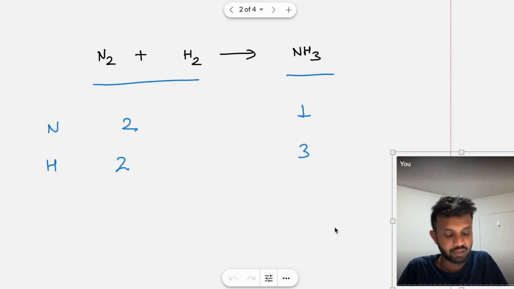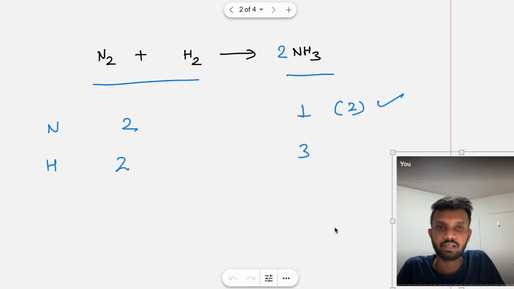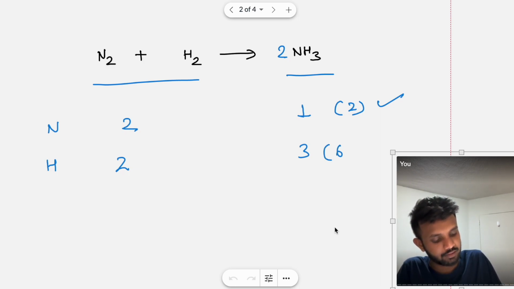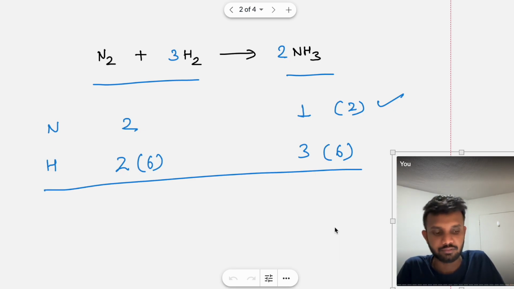Now first I'll try to balance the nitrogen, so I'll multiply with the 2 here, right? So now I have 2 nitrogens, so nitrogen is balanced. Now I'll try to balance the hydrogen, right? The number of hydrogens on the product side is 6, right? So to balance the hydrogen, I multiply H2 with the 3, right? So how many hydrogens do I have here? 6. So now this is the balanced reaction, correct?